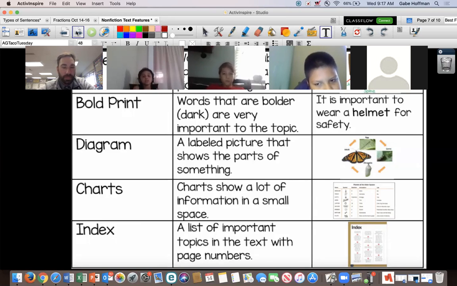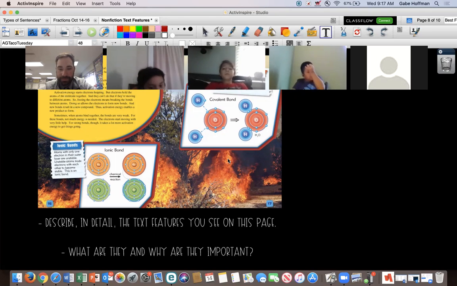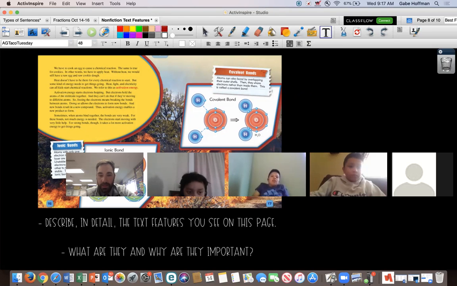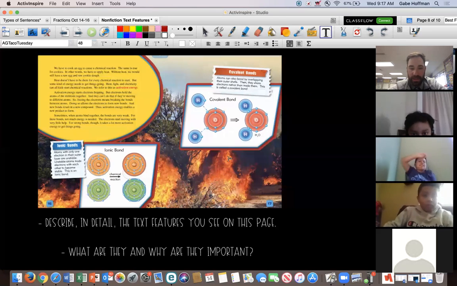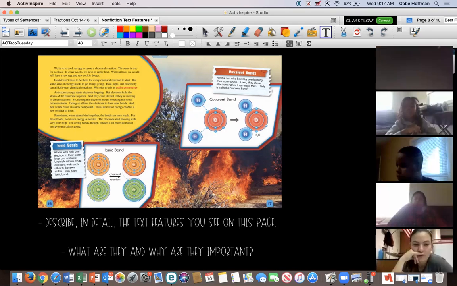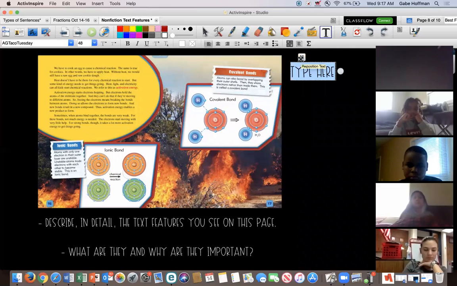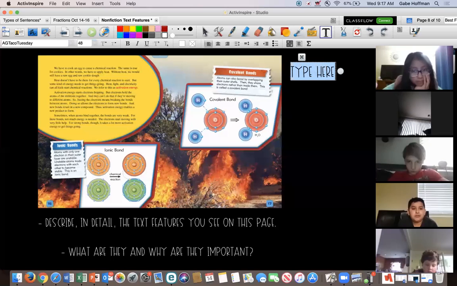So let's look at an example of a page right here. We see a page for my chemical reaction book, and we can see some of the different text features that are used. Does anybody notice what are some of the text features on this page? I'm just going to type a list out to the side. Anybody notice any of the text features out there to the side? Clay.